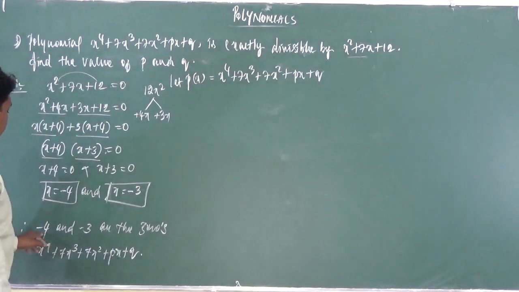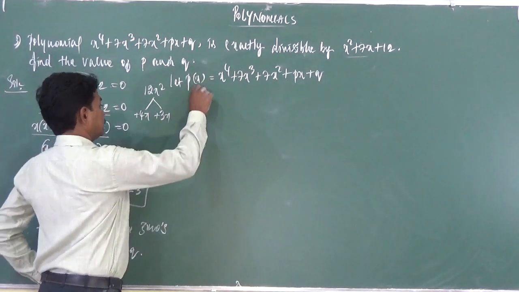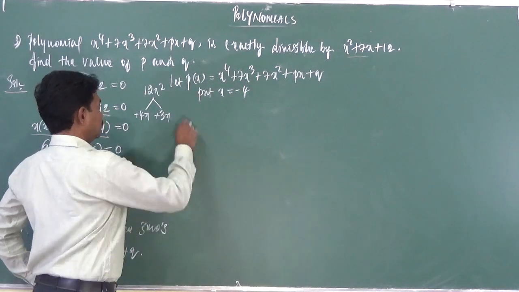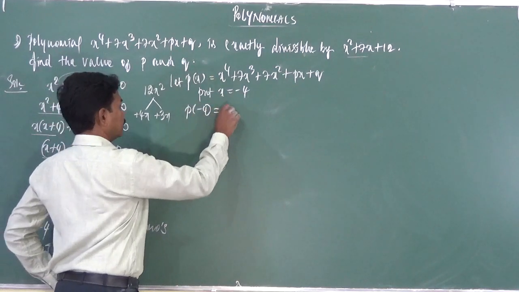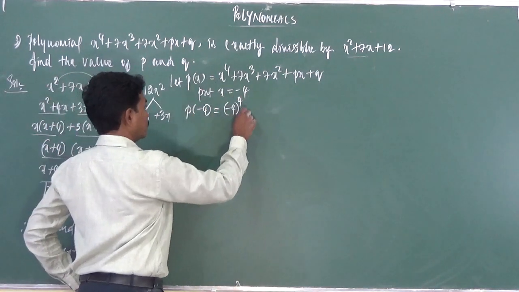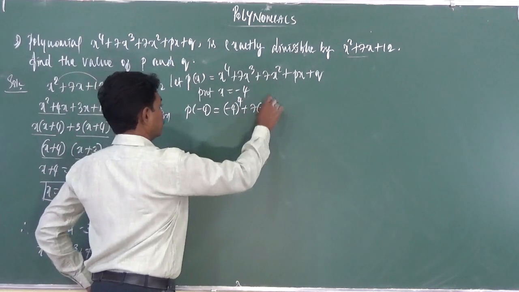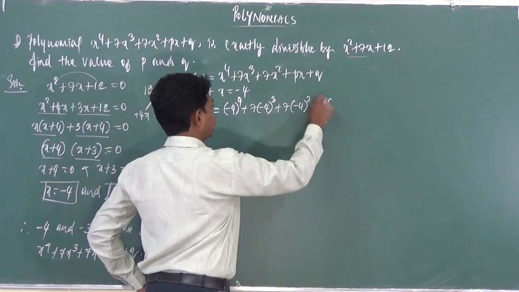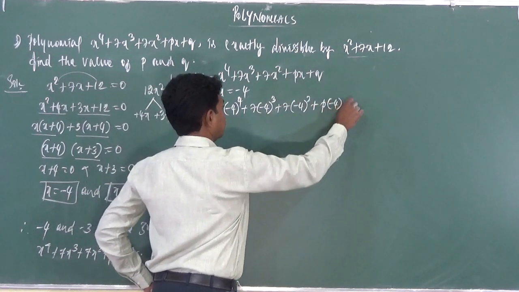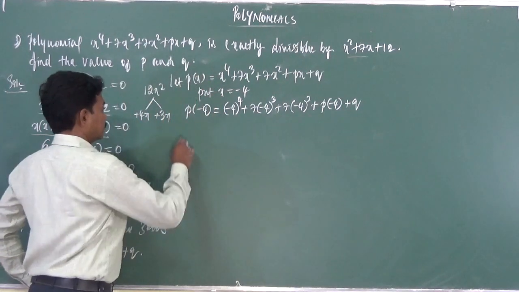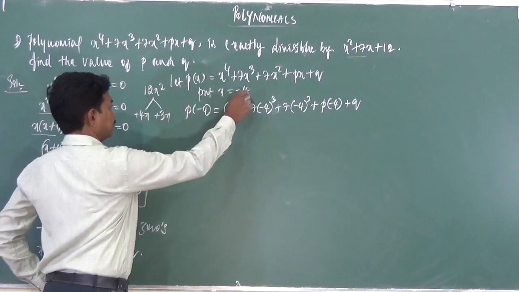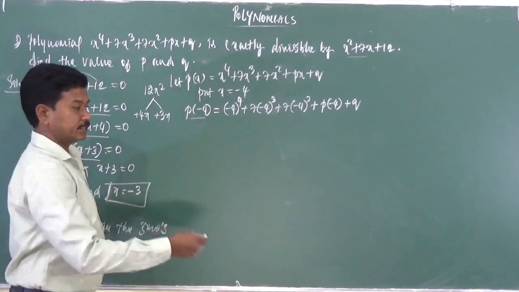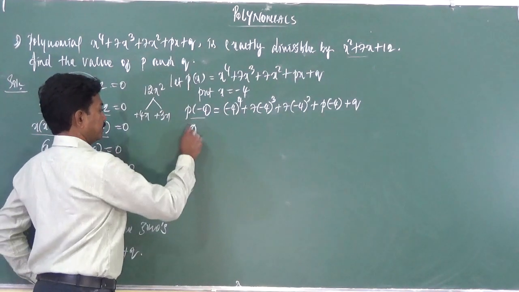So we will put x is equal to minus 4, because minus 4 is the zero of this polynomial. So p of minus 4 is equal to (minus 4) to the power 4 plus 7 into (minus 4) whole cube plus 7 into (minus 4) whole square plus p into x, which is minus 4 again, plus q. Okay, p of minus 4, as x is equal to minus 4 is the zero of this polynomial, becomes 0. So p of minus 4 is 0.